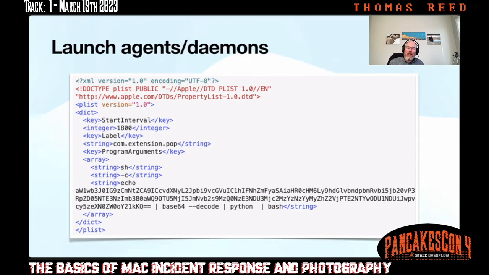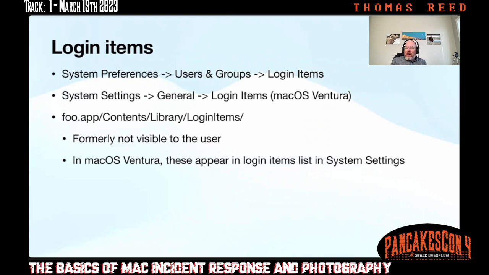Login items are in several places. The old style login items on older versions of macOS are in System Preferences in the Users and Groups pane, and there will be a Login Items tab there. That's where the user can go and create their own login items. They can add an app to that list and it will get launched when they log in. Apps can also add themselves to this list. And so there's a number of pieces of malware that have done this over the years.